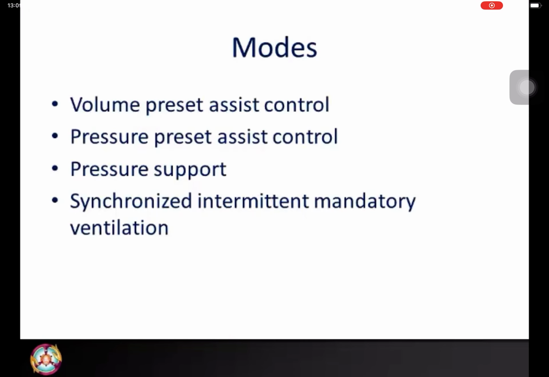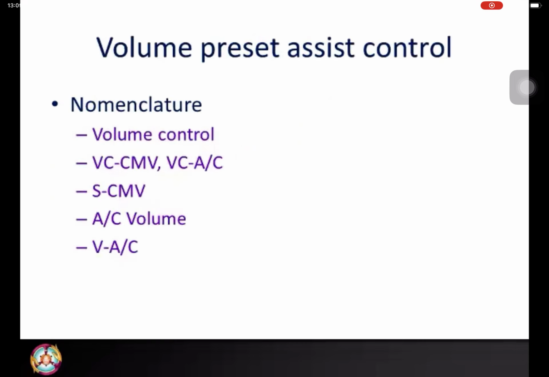In this talk, I'm going to cover the four most commonly available modes: volume preset assist control, pressure preset assist control, pressure support, and synchronized intermittent mandatory ventilation. Ventilator nomenclature is difficult because different manufacturers use different terms for the same mode. Here are some examples of different terms used by different manufacturers to describe volume preset assist control mode. Look at the ventilators used in your ICU and work out the term used for each of the modes described in this lecture.